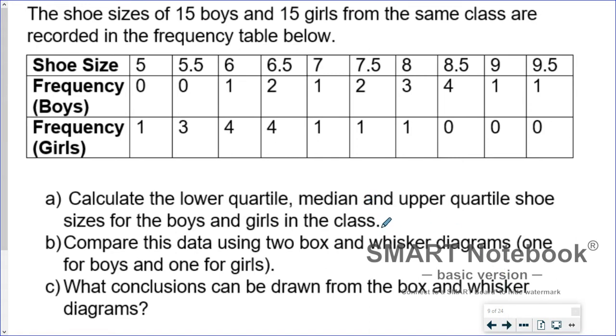The shoe sizes of 15 boys and 15 girls from the same class are recorded in the frequency table below. So here it gives us all of our data. It says A, calculate the lower quartile, median, and upper quartile shoe size for the boys and girls in the class. B, compare this data using two box and whisker diagrams, one for boys and one for girls. And what conclusions can be drawn from the box and whisker diagrams.